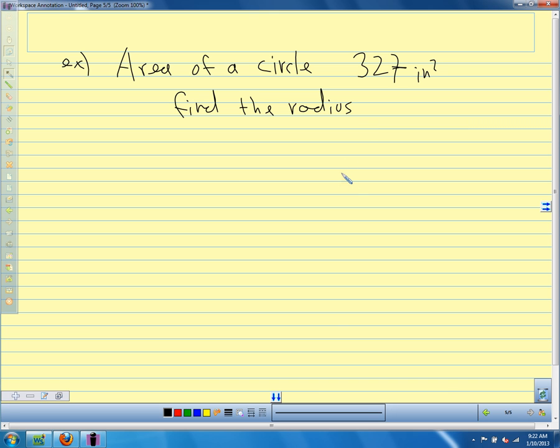So when we have a problem like this where we have the area, we're going to plug what we know into our formula and solve for the part that we don't know. So we know that the area is pi r squared. Our area is 327, so I'm going to say that 327 equals pi r squared. Now we're trying to get to the radius. What do we have to do to get this pi away from r squared? We have to divide. It's multiplying, so we have to divide. So I'm going to divide everything by pi. Pi divided by pi just leaves me with 1, so those go away.